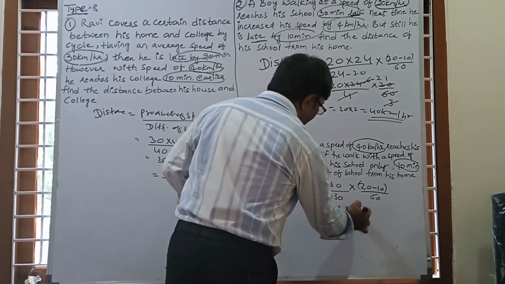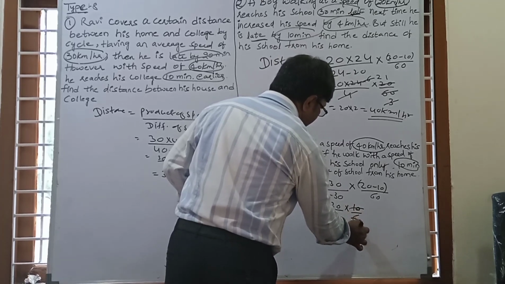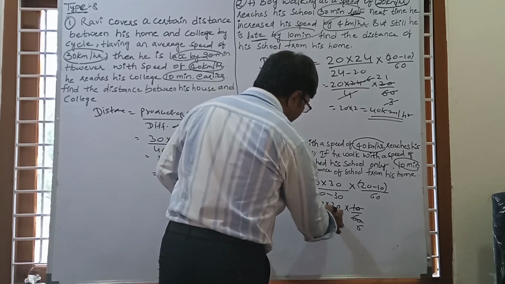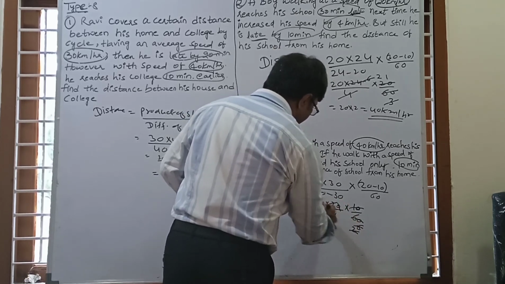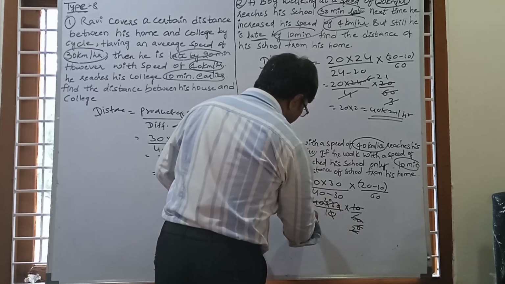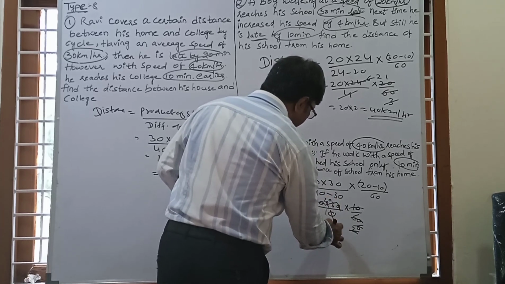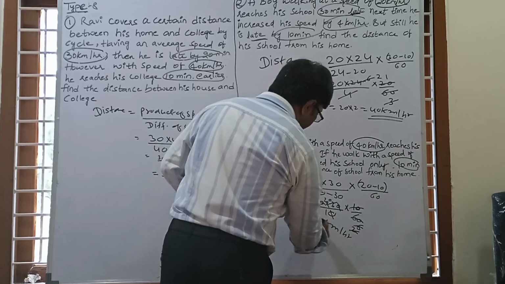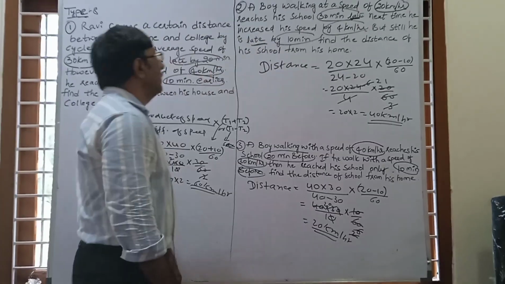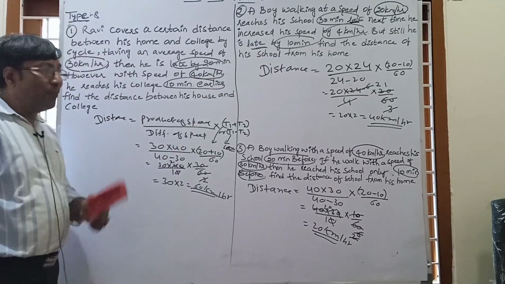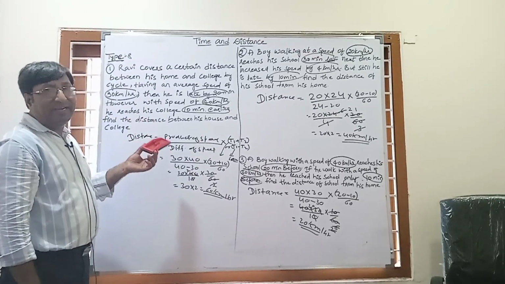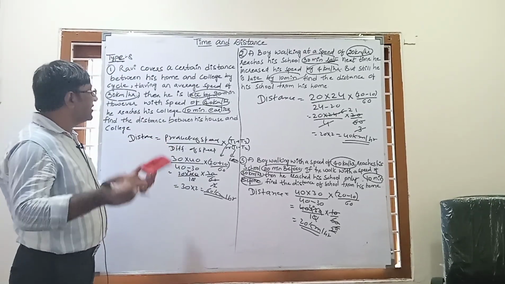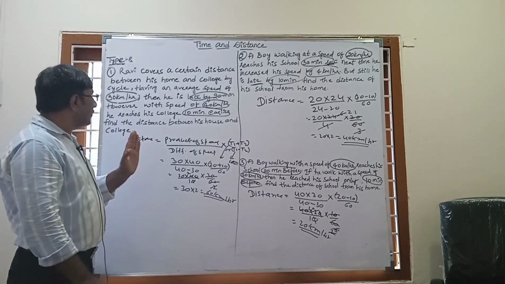So this is 10 upon 60, so 10 is 60. And this 0 cancels with this 0, and this 3 to the 6, again 2 to the 4. So what is your correct answer? 20 kilometers per hour is the correct answer. So type number 8 is the most important type of question, which is generally asked in interviews, placements, and every competitive examination. So what is the simple trick?